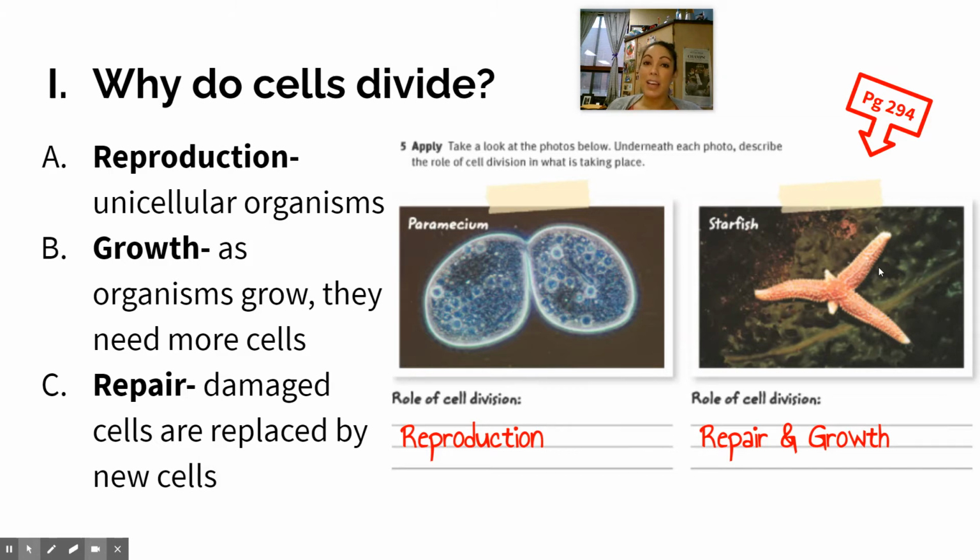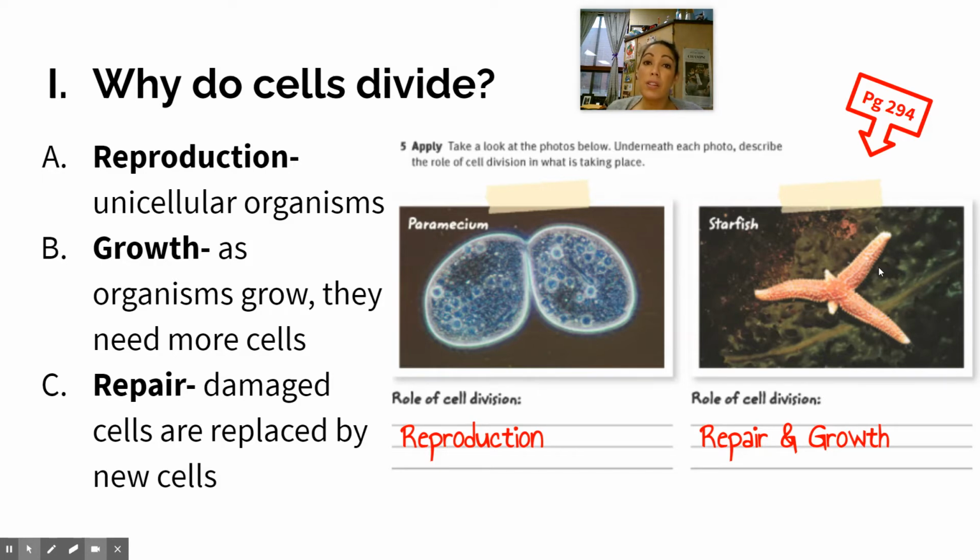On the right-hand side, we have a starfish. Starfish can do this cool thing called regeneration. So if there's damage to one of its limbs, where maybe one might get bitten off by an animal, something like that, it can actually regrow that limb. So you can see here in this picture of the starfish, it's got two limb buds that are growing.